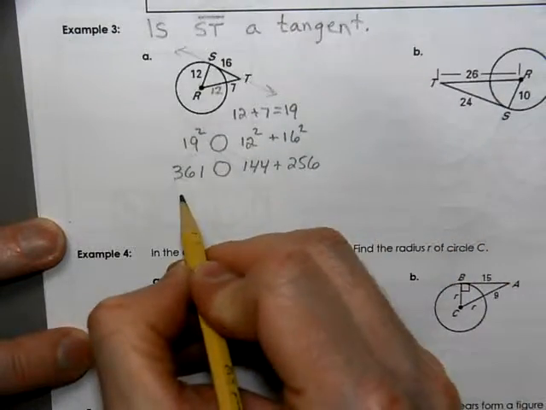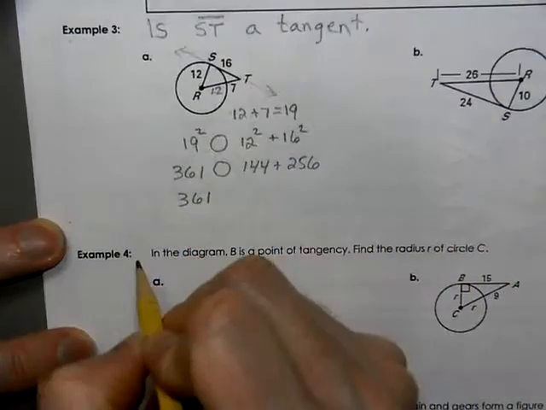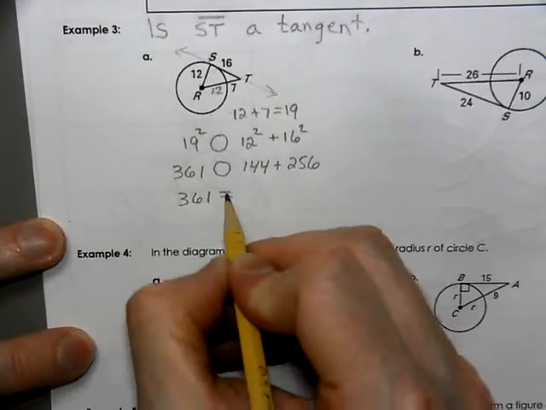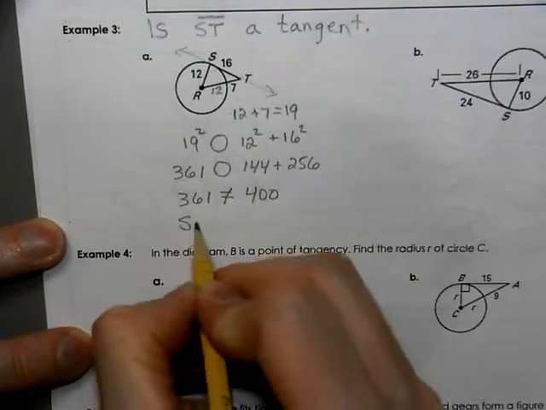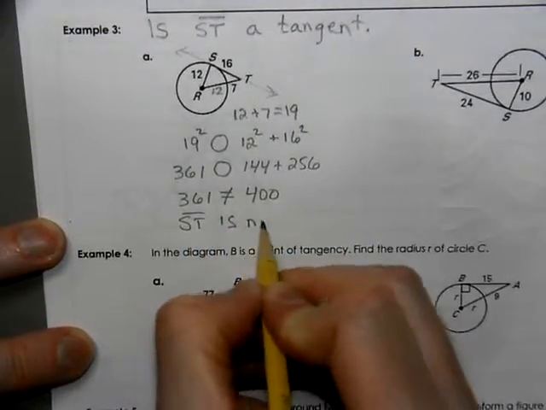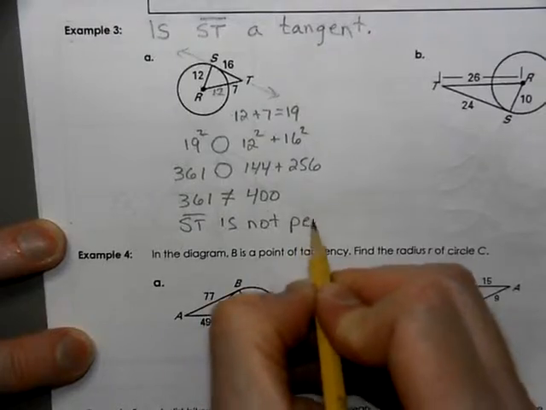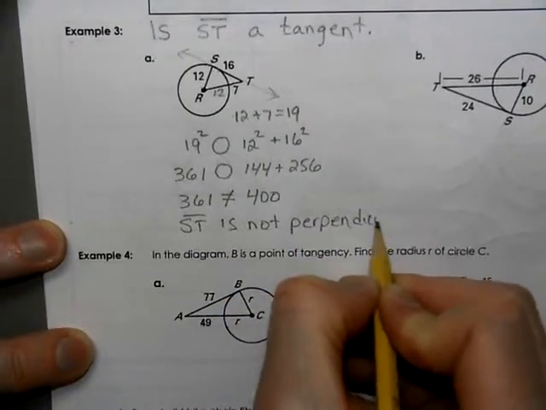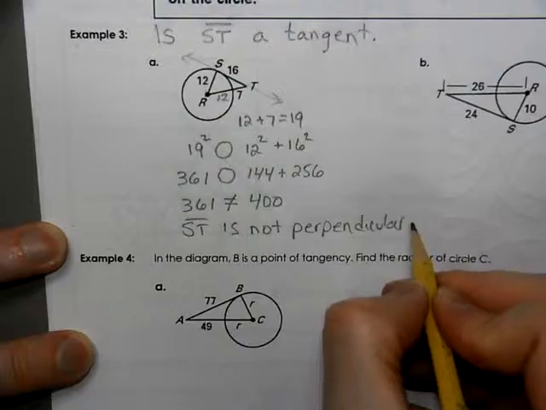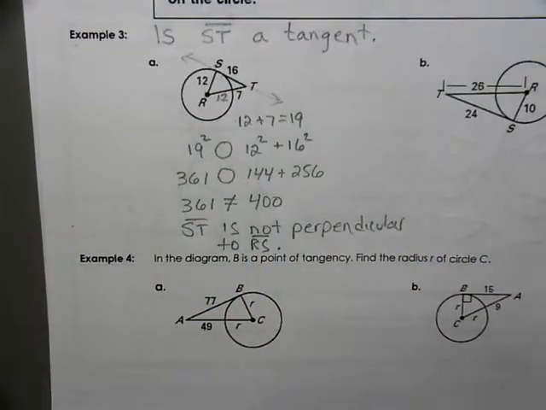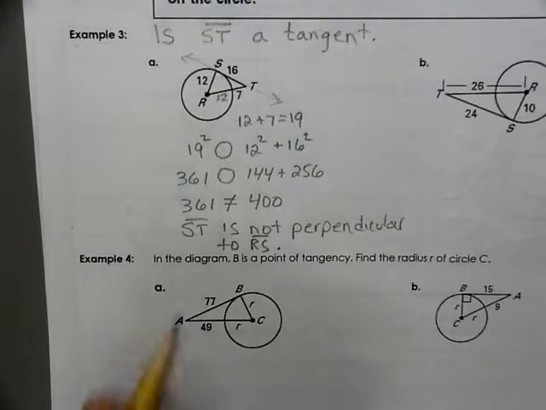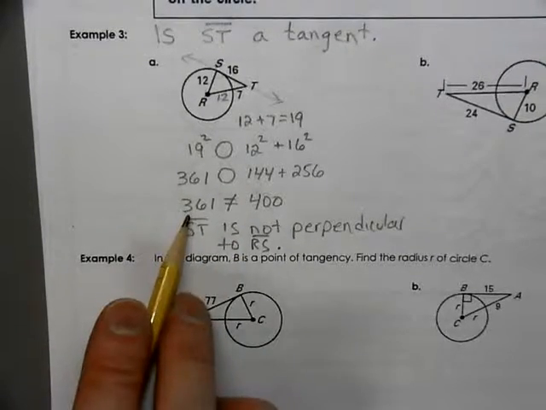So when we add these two together, they are not equal to 400. So ST is not perpendicular to RS, because it did not form a right triangle. It did not make the Pythagorean theorem true. They would both have to be 361.